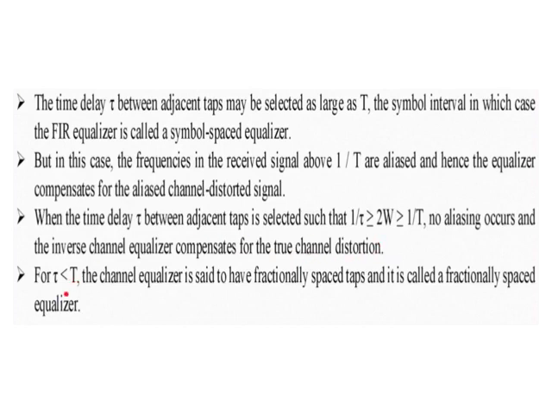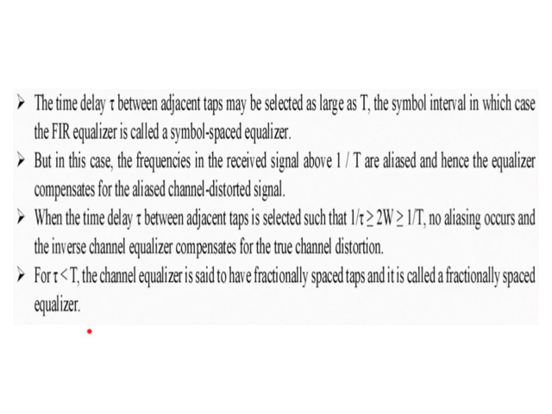Now coming to the third case in which the time delay tau is less than T. The channel equalizer is said to have fractionally spaced taps, which is very small, and in such a case we call the equalizer a fractionally spaced equalizer.